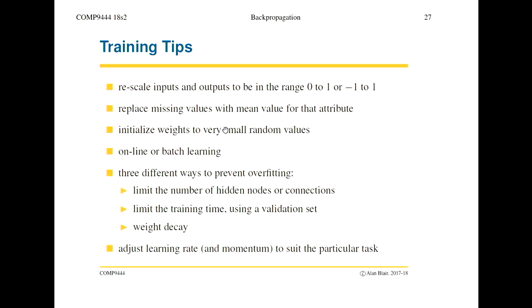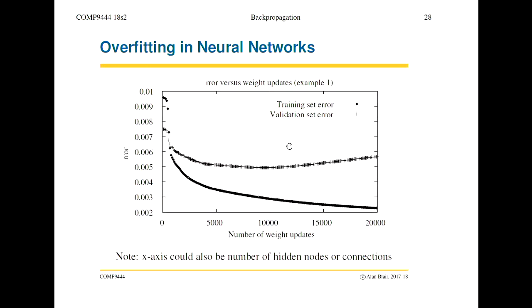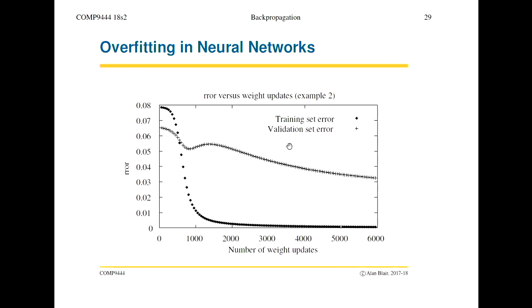As I said, initialize the weights to small random values, maybe of the size of 0.1 or something like that. And then there are different ways to prevent overfitting.